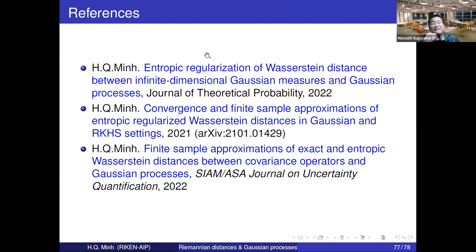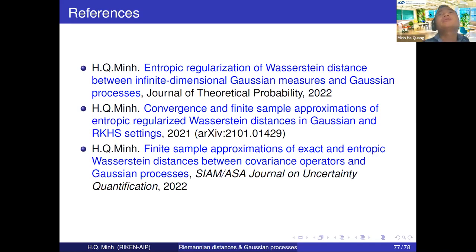So I have a naive question. Let's take the first paper here. Which one? Infinite dimensional Gaussian measures. Oh, okay, for the Bures-Wasserstein distance. So how do you really compute it in practice? I still didn't really get that part.